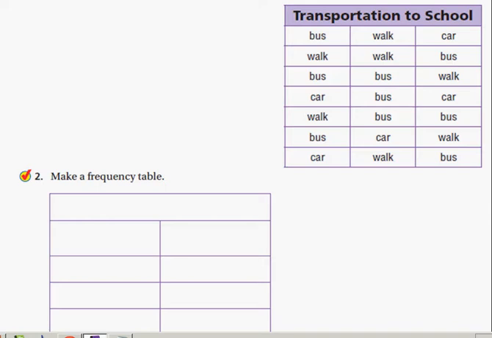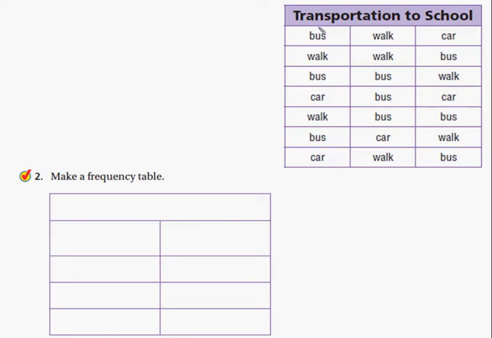Okay, I'm going to talk about how to make a frequency table and how to interpret a frequency table. So a frequency table is just a table where you write down the number of times something occurs in a set of data.